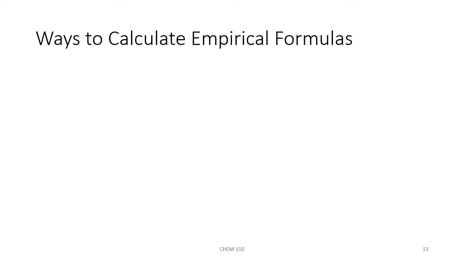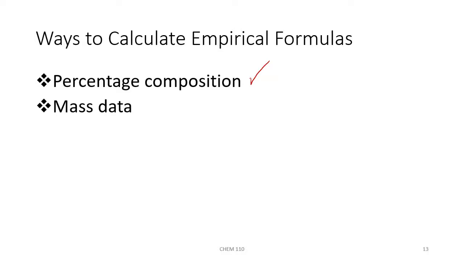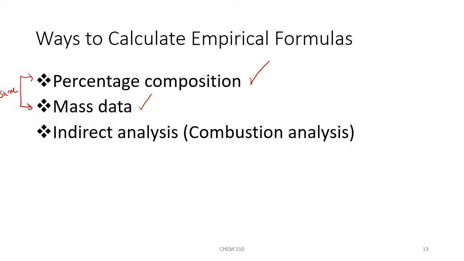There are three major ways that we'll learn to calculate empirical formulas. First, from percent composition data. Second, from mass data, which percent composition and mass data really tell us essentially the same thing. So the method here is really the same thing. And the third way that we'll learn in Chapter 4 is called combustion analysis. We can determine empirical formulas indirectly by taking an unknown sample and combusting it and determining the products that are formed from that combustion and working backwards to figure out what the unknown sample was made of. In Chapter 3, we're only going to focus on percent composition and mass data.